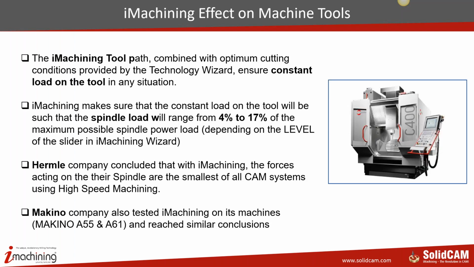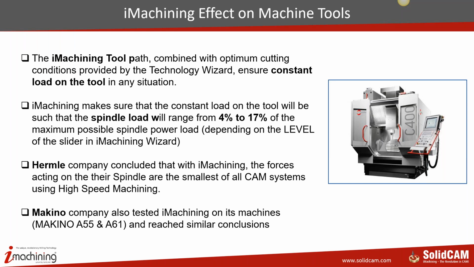First of all, the iMachining toolpath combined with optimum cutting conditions provided by the technology ensures constant load on the tool. That's very important. We have already seen that. iMachining will also ensure that the spindle load varies anywhere between 4% to 17%, sometimes up to 25%, nothing beyond it. Hermle concluded that with iMachining, the forces acting on the spindle are the smallest of all the CAM systems using similar technology. Very important. Makino also tested iMachining on its A55 and A61 machines and reached similar conclusions.